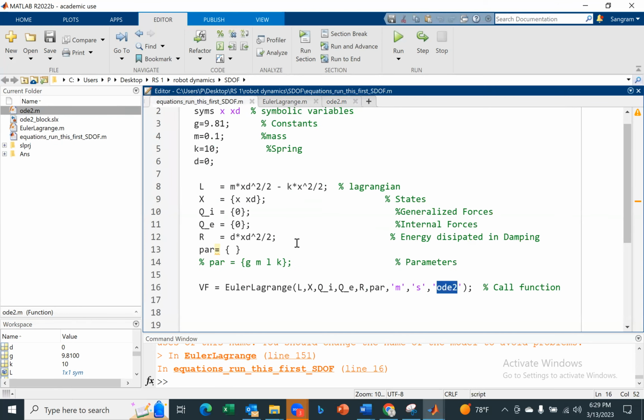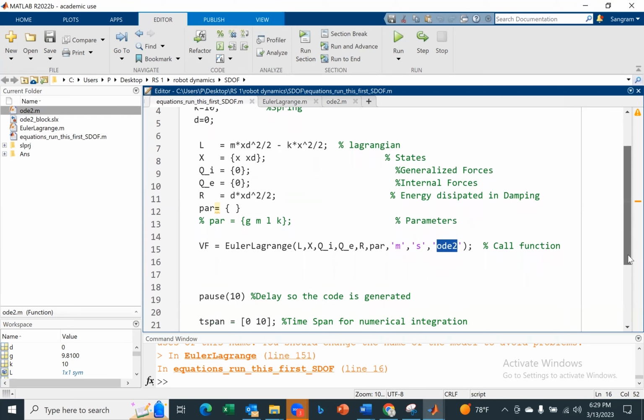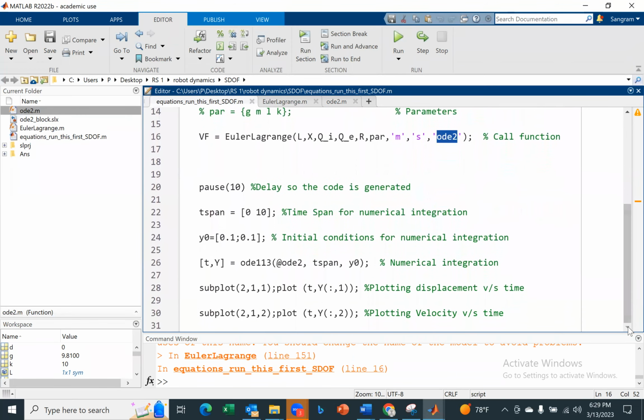So next, you will go to the second part. Line number 20 is pause for 20 seconds. The reason this pause function is added is because MATLAB takes some time to form those differential equations of motion. That's why you have the pause.